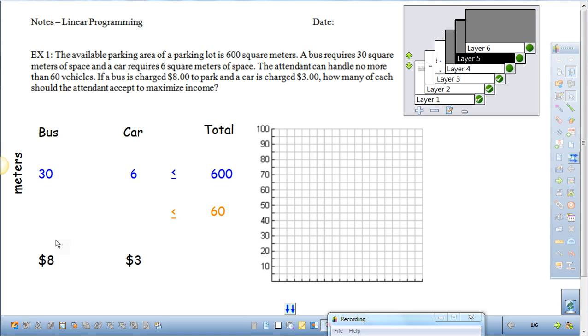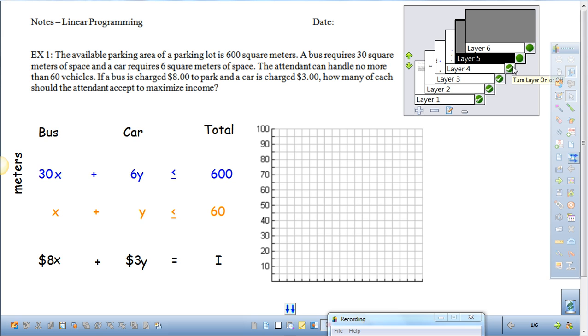And then the bus is $8 and a car is $3. So after this, we're going to throw x and y in here. Alright, so I just created buses are x and cars are y, lined them up nicely.